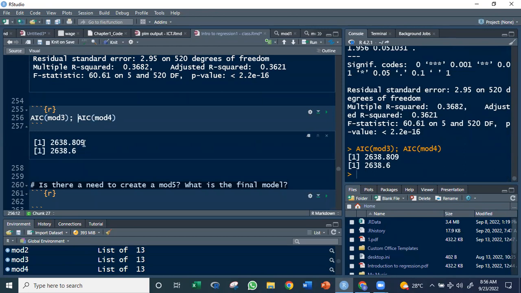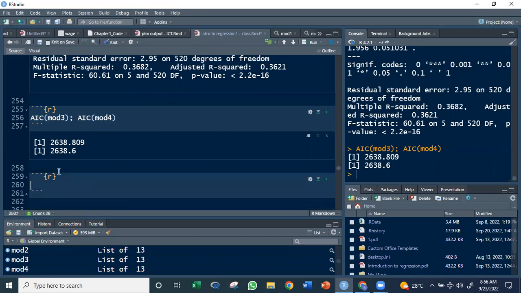2638.8 to 2638.6. So, based on AIC, mas maganda si model 4. Mas maganda yung restricted model natin. Yung 5 parameters lang, 5 predictors versus si model 3. But let's use ANOVA. ANOVA, kasi ito formal statistical test talaga to.